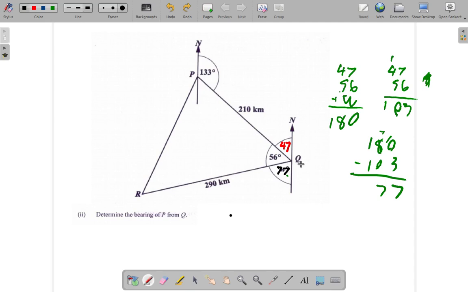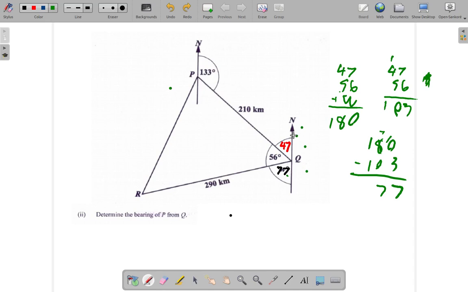Now, when you say the bearing of P from Q, what it means is that you're going to have the arc at Q. From Q, the line is drawn from P to Q, and then the arc will be at Q. And bearings are measured from the north in a clockwise direction.